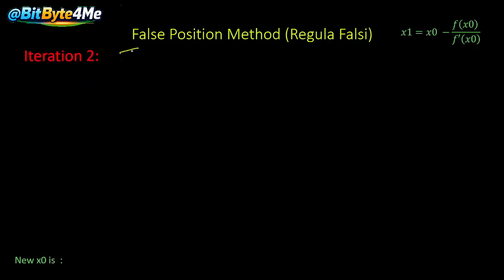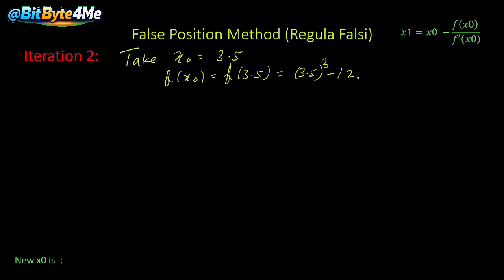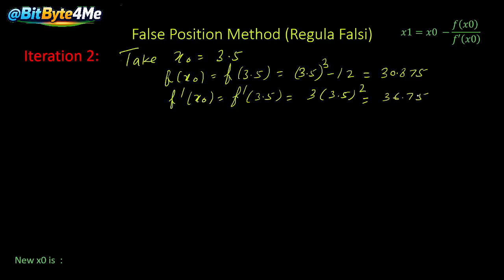So now take x0 is equal to 3.5. Again calculate f of x0, that is f of 3.5, by substituting it in the equation, that is 3.5 cube minus 12, which will be equal to 30.875, and again f dash of x0, that is f dash of 3.5, which will be equal to 3 into 3.5 square, which will be 36.75. And now we calculate the value of x1 by using this formula.